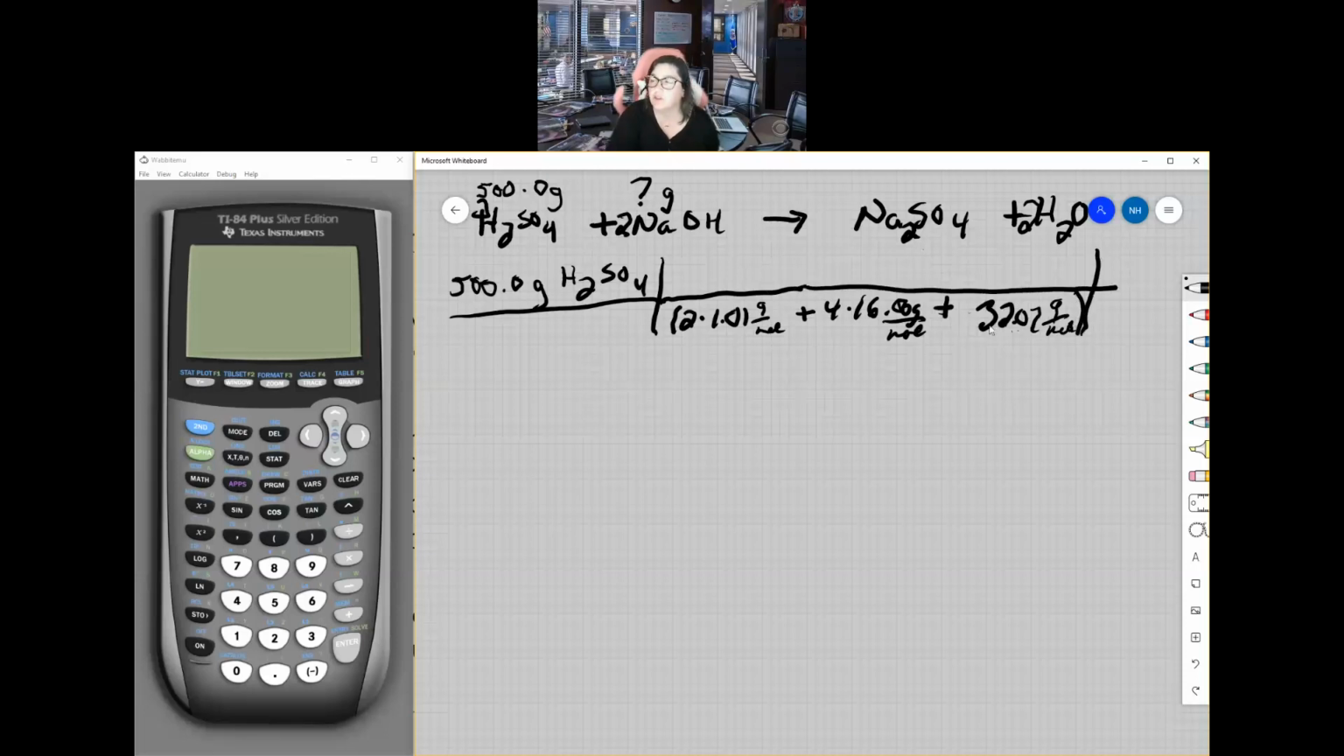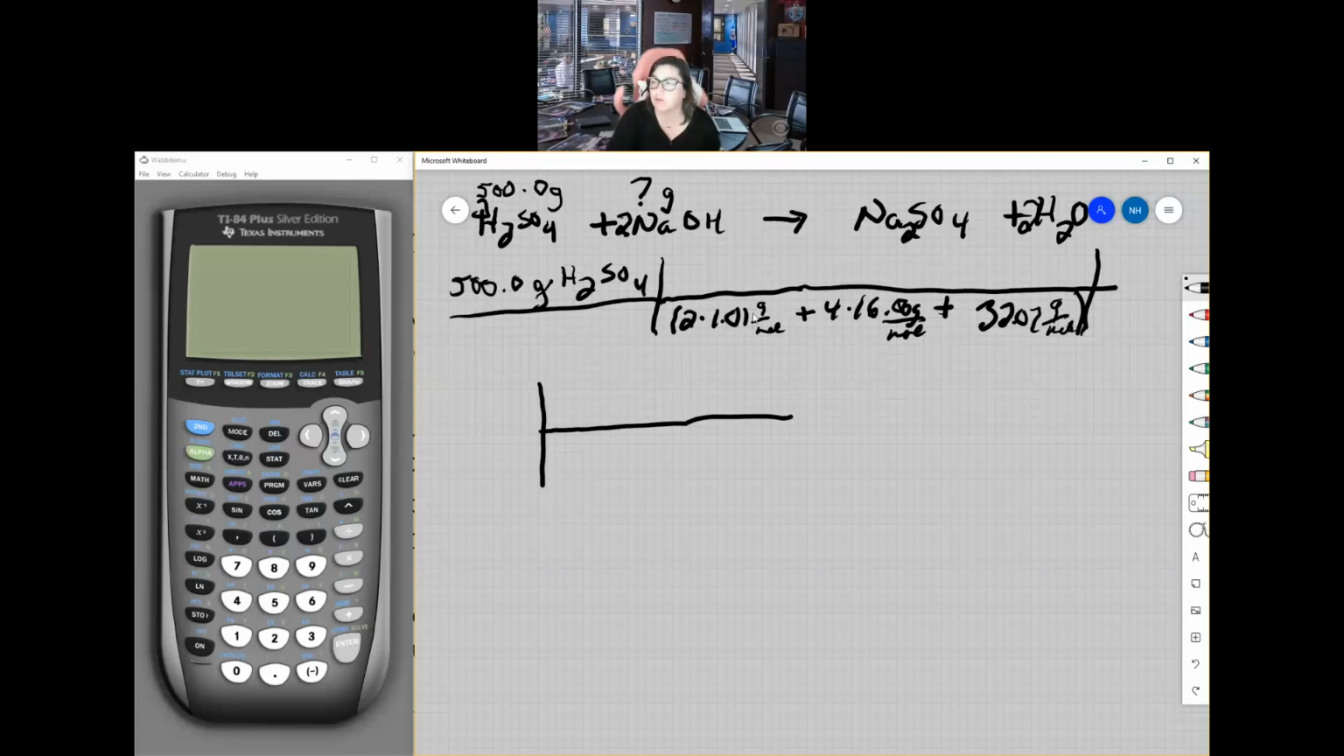And of course, these grams being on the bottom means that the mole is going to flip. So I'm going to end up with an answer that is in moles. Awesome. Moles of H2SO4. Now, I didn't give myself enough space, so this is a continuation of what I had. So I had moles of H2SO4 as a result of what I did here.